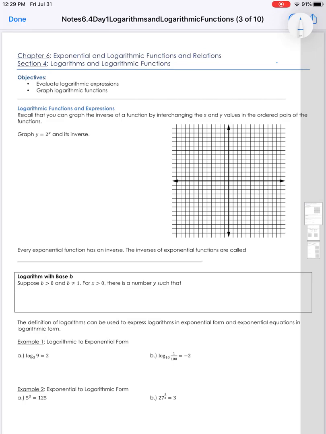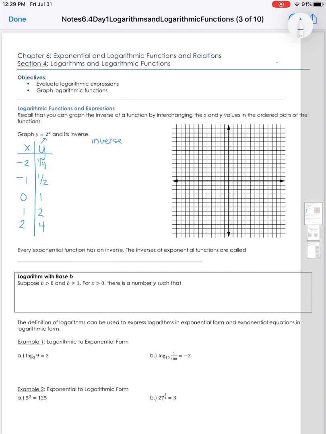All right, so 6.4, we're going to now start to talk about logarithmic functions. Recall that you can graph the inverse of a function by interchanging the x and the y values in the ordered pair. So if we make a chart, using the traditional 5 values, and I sub them into this equation, I'm going to get 1/4, 1/2, 1, 2, and 4.